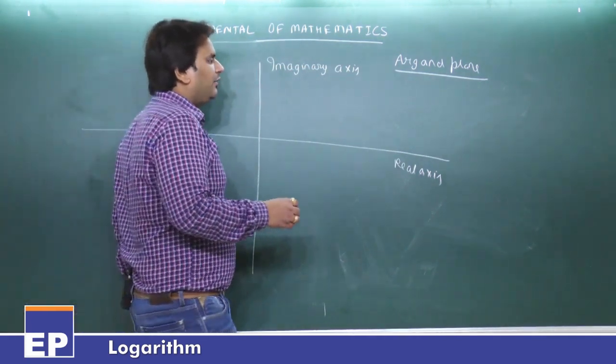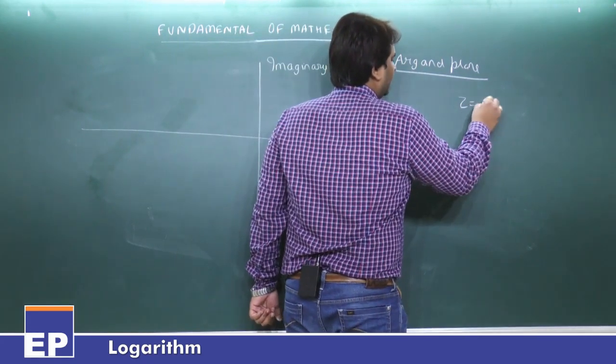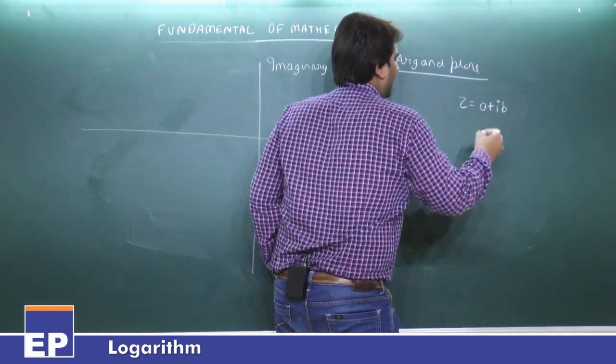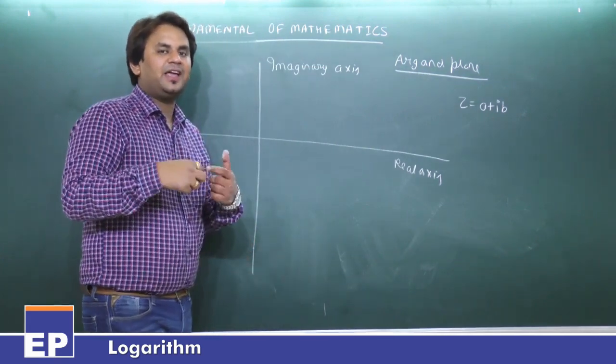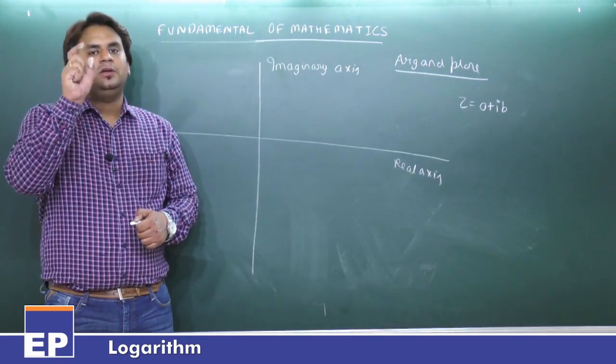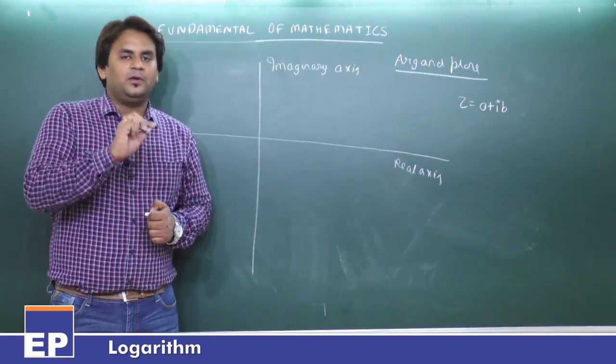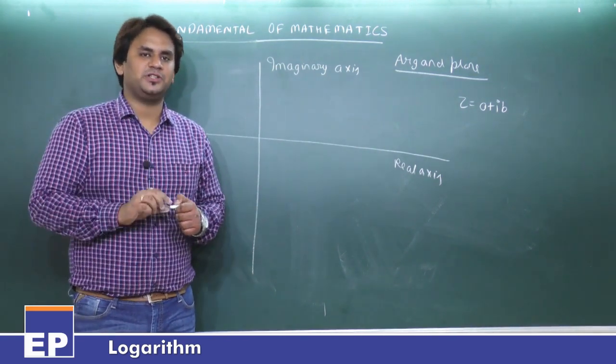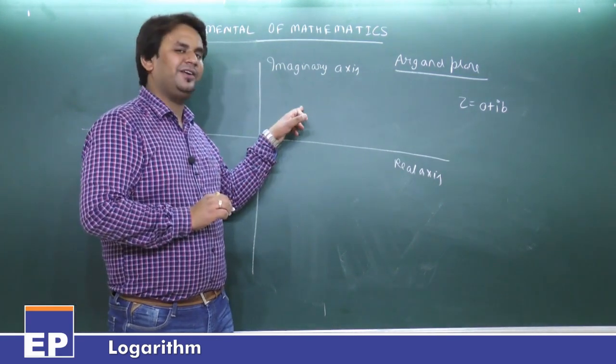If I want to plot z equal to a plus iota b, in class 10th you have studied the signs of coordinates. If the coordinate is x comma y, and x is positive and y is positive, in which quadrant will you plot it? First quadrant.